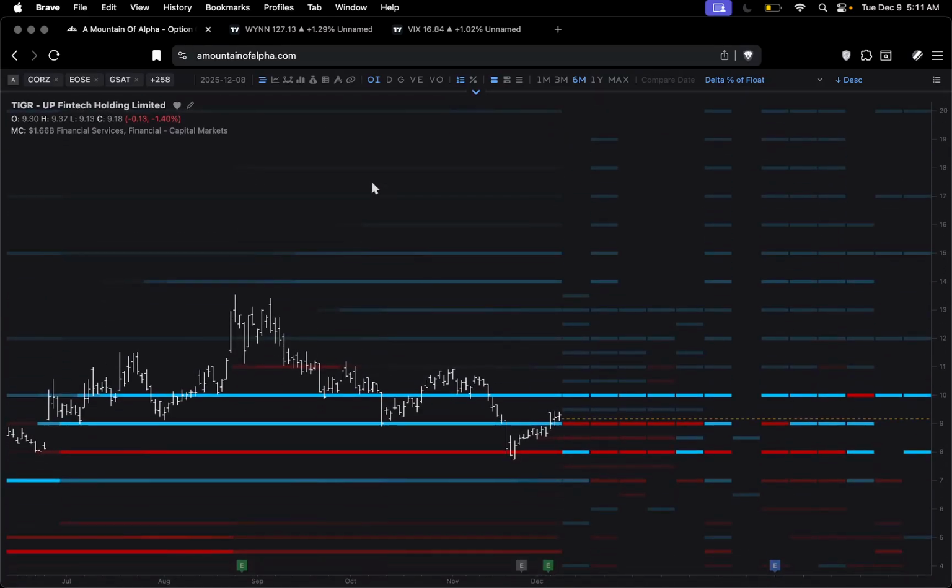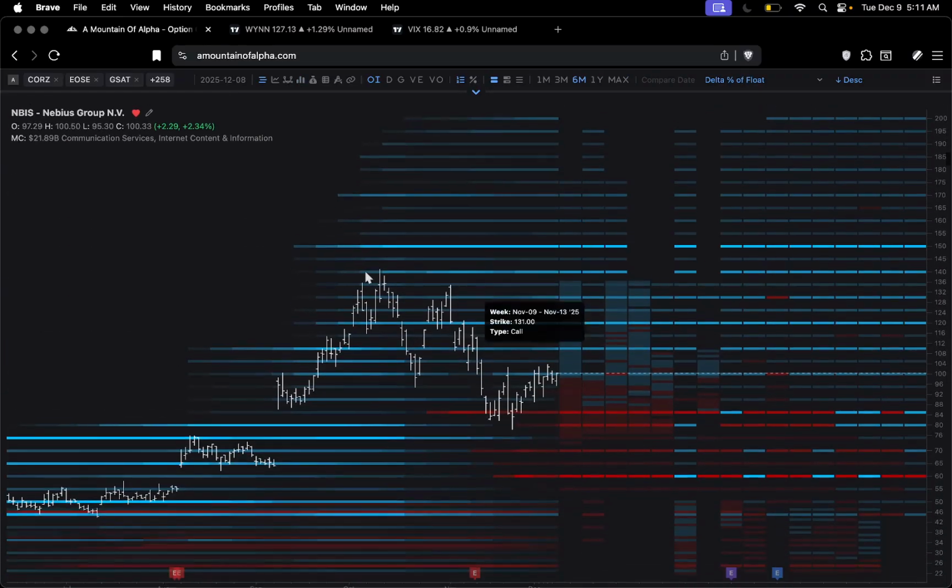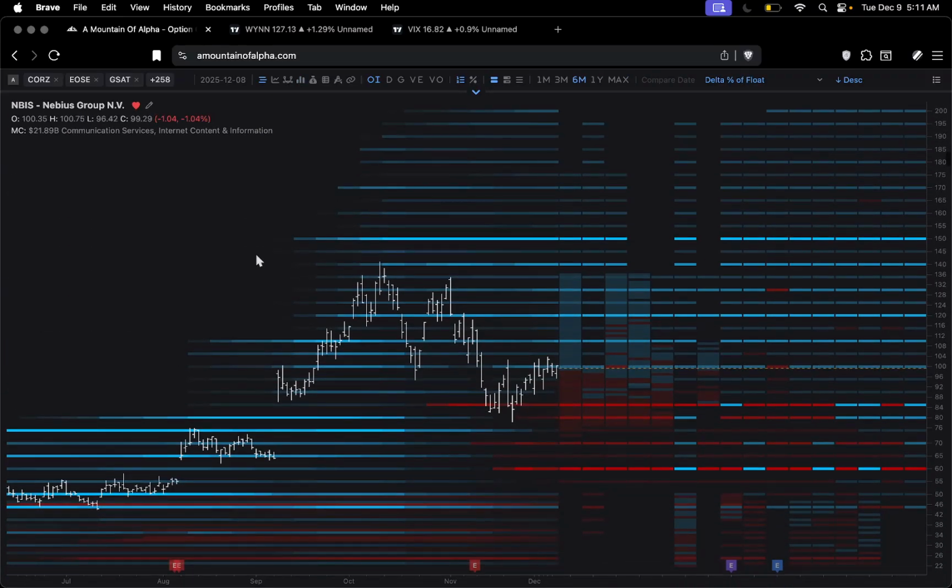Okay, what do you think on this one? Up FinTech Holding. Yeah, exactly. Not much going on. There is a lot of calls up here. They're kind of thin, but you know, I wouldn't trade it. Could probably make money on it, but it looks thin to me. I wouldn't trade it.